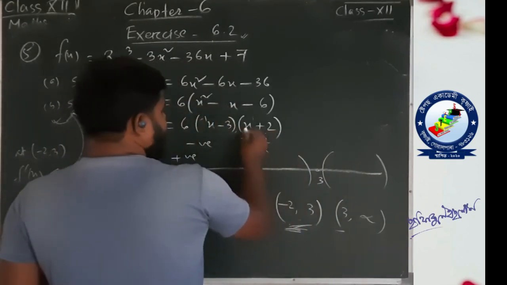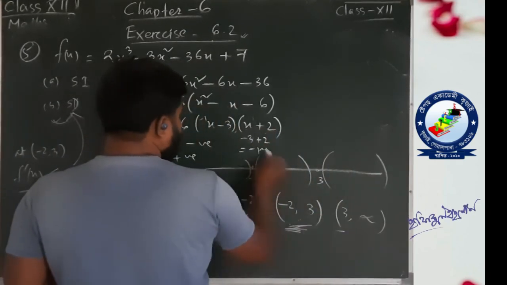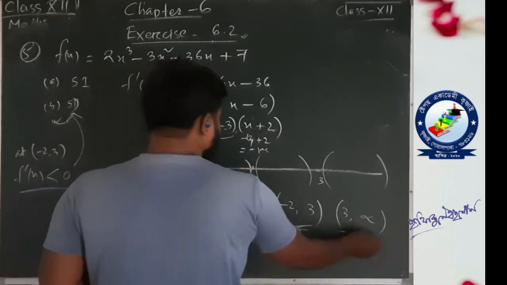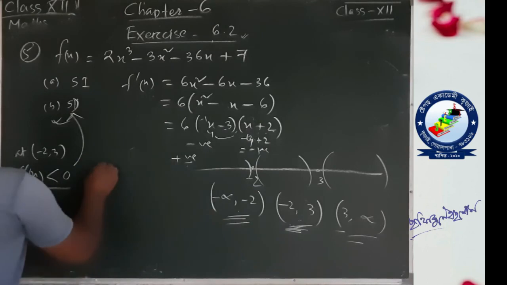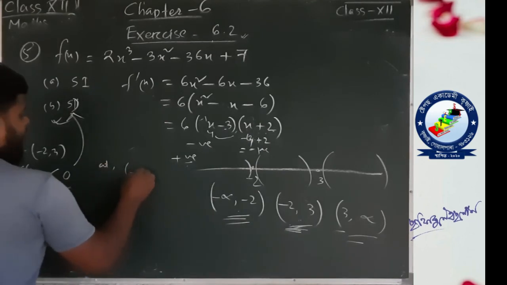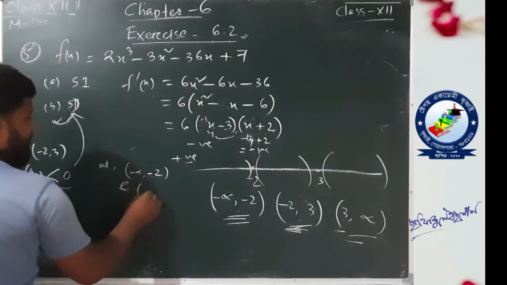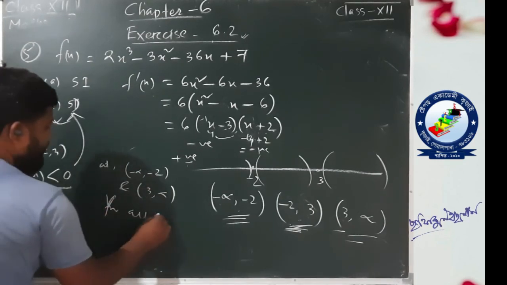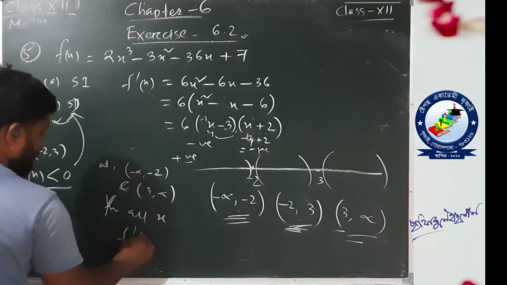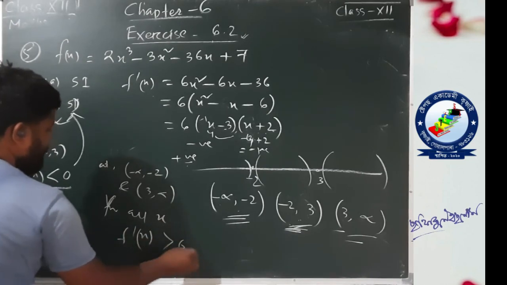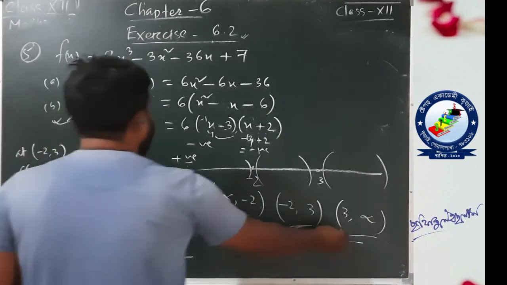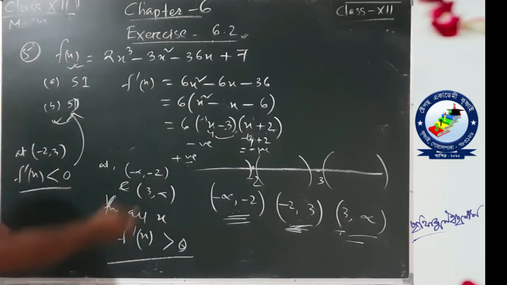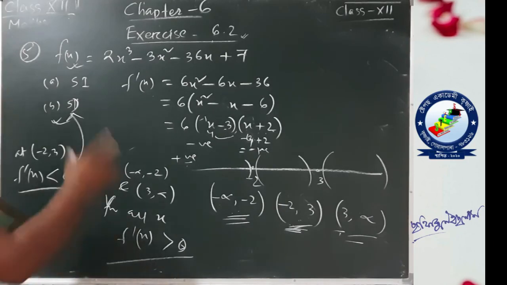If it is 3 and greater, 3 is not included, 4 means positive. So anything is positive. So on this interval and this interval, for all x, f dash x is greater than 0. So on these two intervals it is strictly increasing.